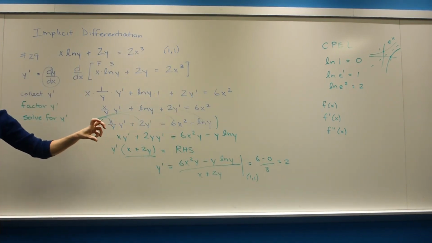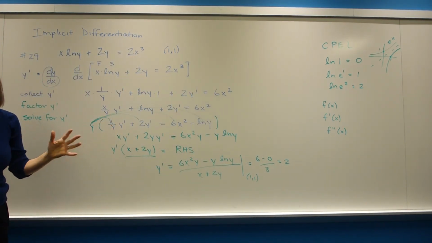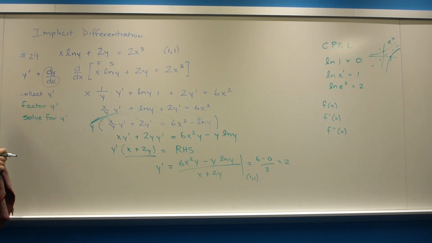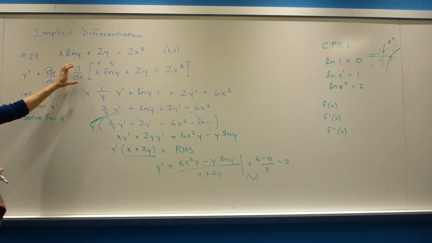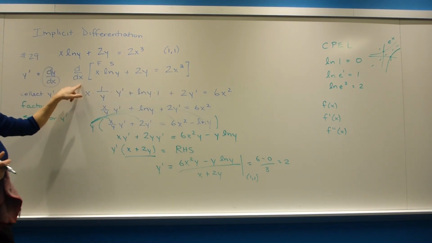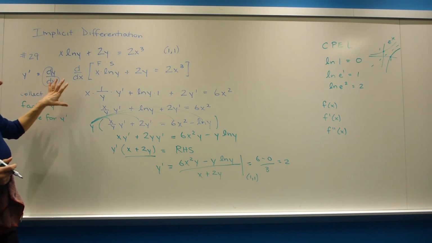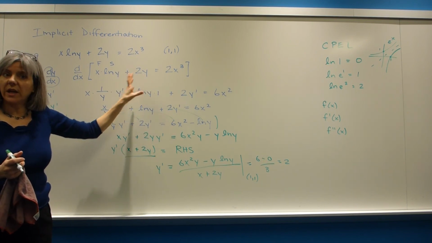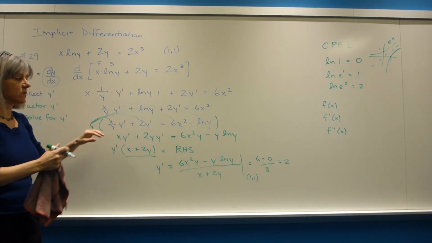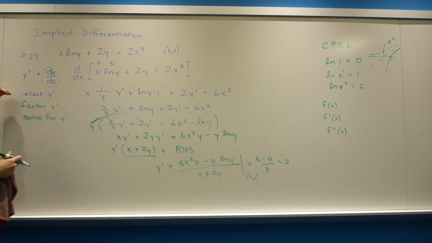So is this better? ln's are a pain, but let's process again. The idea is, if I cannot solve for y, I have to do implicit differentiation. I have no choice. So I'm trying to find dy/dx, and that tells me what to do: d/dx of the whole thing. This is a verb. It says take the derivative with respect to x. This is a noun. It says this is the derivative of y with respect to x. Go through being careful to do chains and products in whatever order you need to, then collect all your y primes on one side, factor out y prime, and solve for y prime.